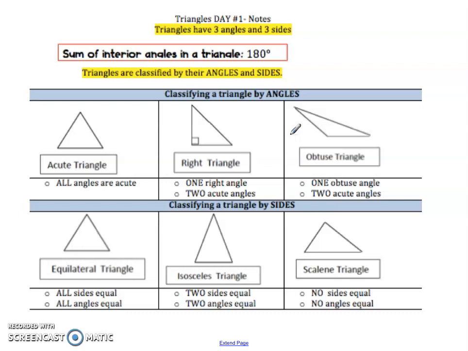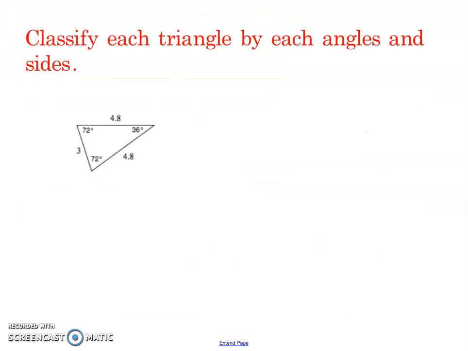We also classify a triangle by sides. So if a triangle has all sides that are equal, it's an equilateral triangle. Equilateral triangles have all sides equal as well as all angles. So the measures of the interior angles of an equilateral triangle are 60 degrees. Isosceles triangle has 2 sides that are equal and 2 angles that are equal. And a scalene triangle has no equal sides and no equal angles. Okay, so triangles are classified by their angles and sides.